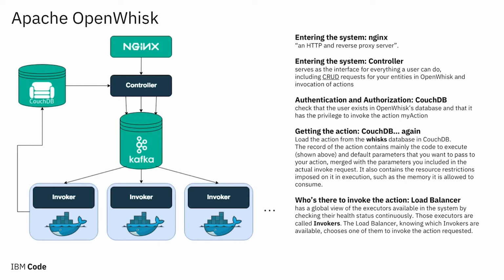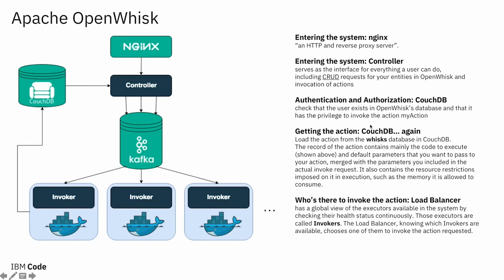Because one request could be, hey, give me all the actions, give me all the triggers, delete an action, delete a trigger, right? That's one sort of request. And the other one, which we are maybe more interested in, is invoke this action. So the controller identifies what kind of request it is, and then it goes into CouchDB and makes sure you're authorized to do that action, whatever that may be.